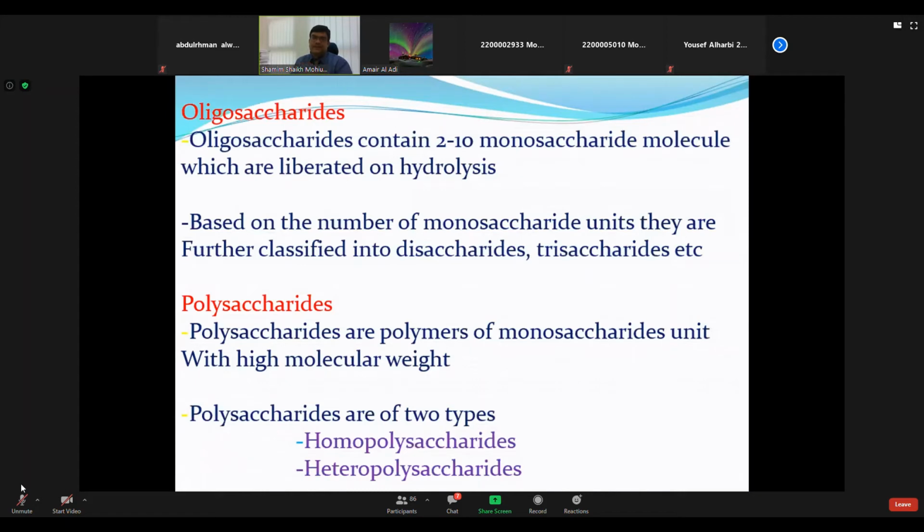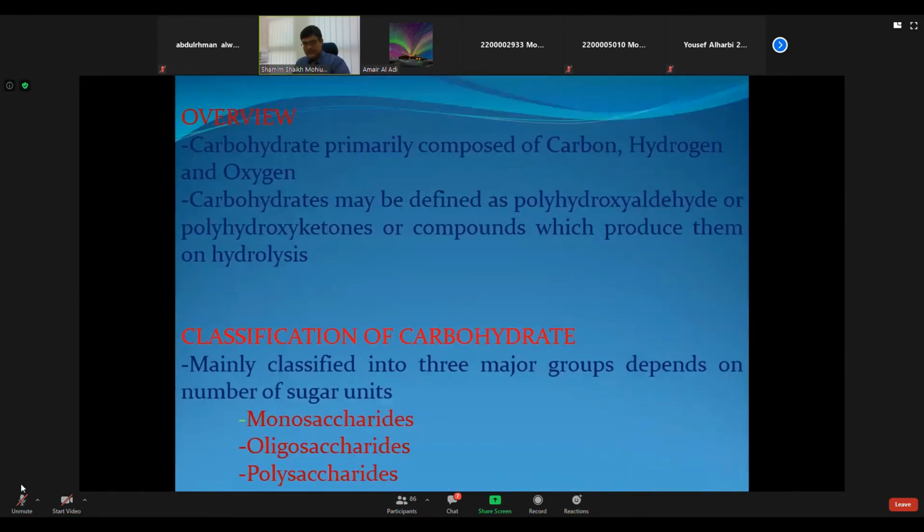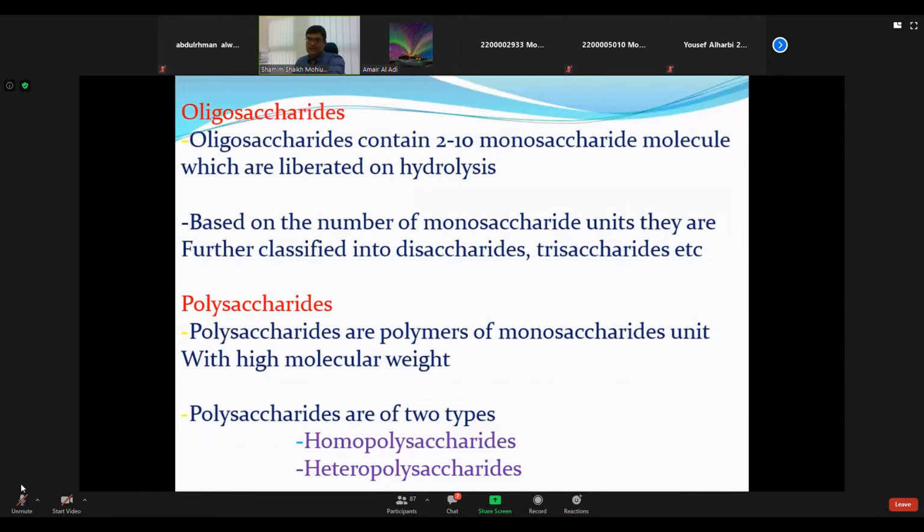So this is about the different types of carbohydrates. What did I tell you, how many varieties of carbohydrate? Mainly 3 varieties: mono, oligo, and poly. Can you see the slide now? Yes, we can. Okay, maybe there were some problems with sharing. So this is monosaccharide, only 1. This is 2 to 10, and poly is multiples. It is a polymer.